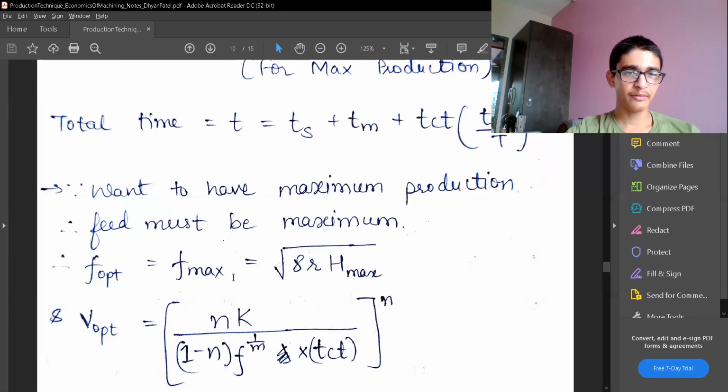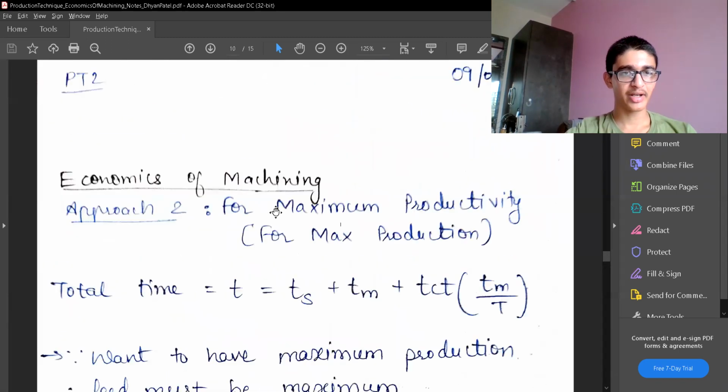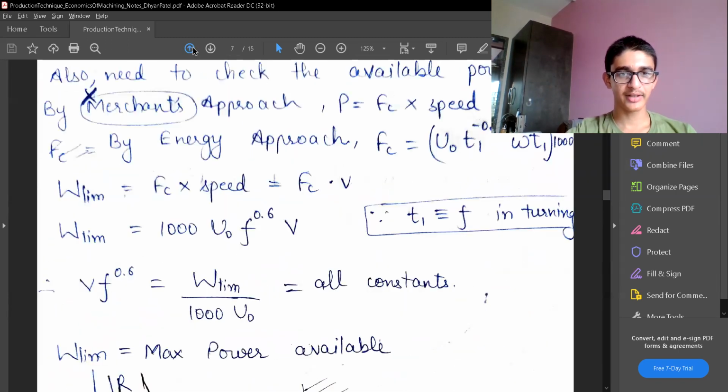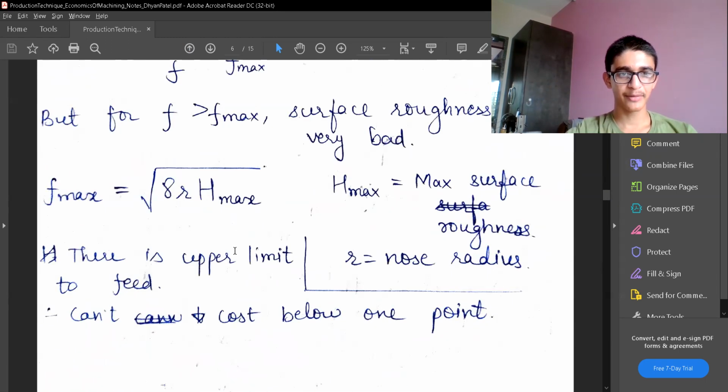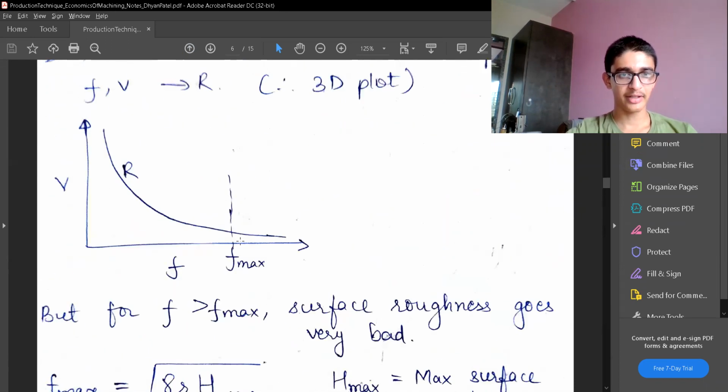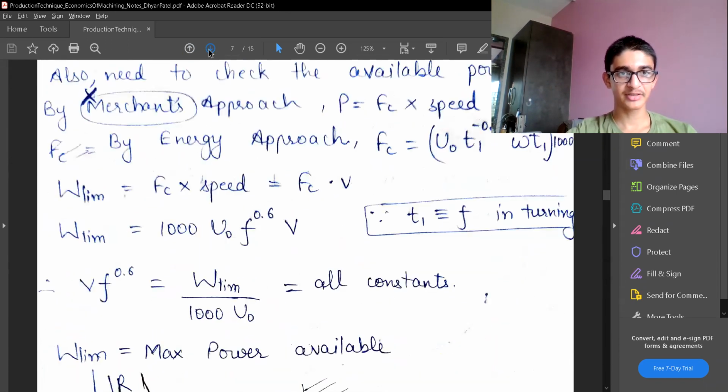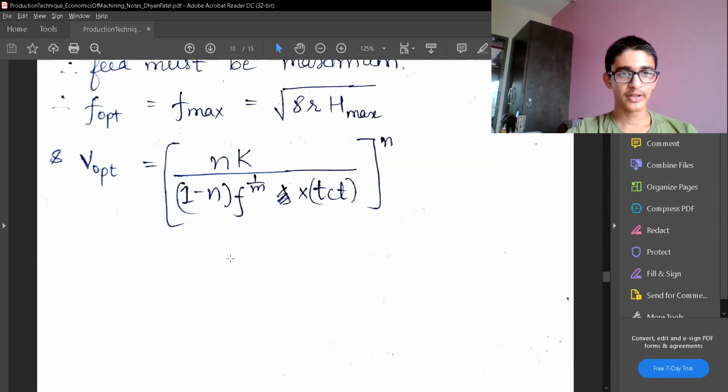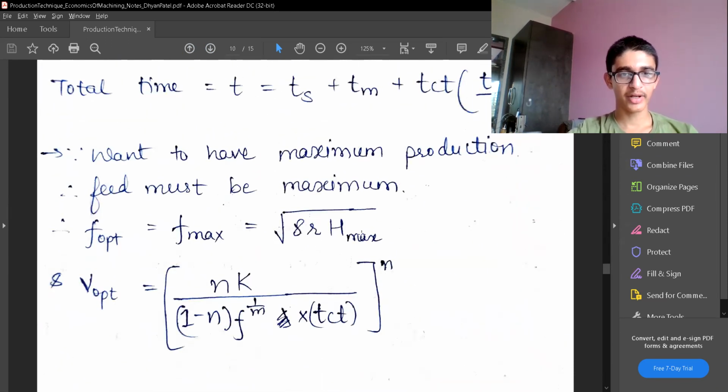So the maximum feed formula is directly given by this: F max equals square root of 8 r H max. So H max is what we are going to handle, and we directly have the formula or value of F max, or the feed at which we should be having maximum production. That is the maximum feed which we can have. I have already explained that earlier also. So this was the maximum feed we had, the limit. That was because of the surface roughness coming into the picture. So from the feed, I have already got the F optimum.